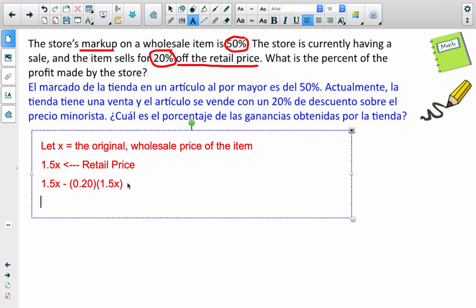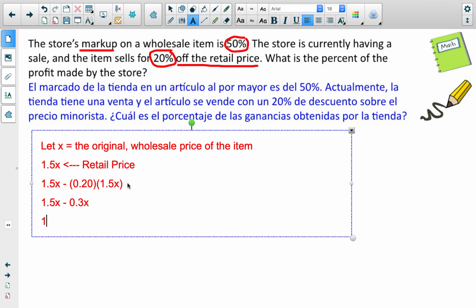Now, to simplify this, I need to first multiply before I do any subtraction. And the 20 hundredths times 1 5/10 gets a value of 3/10 x. Negative 3/10 x if you want to look at it that way. Now, you subtract those two, you're going to get 1 2/10 x.